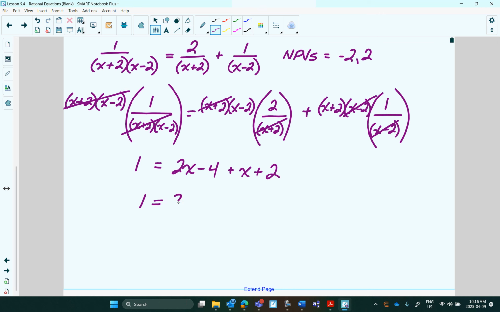Well, I can simplify the right, so I get 3x minus 2. The x is already on the right, so I'm going to move the minus 2 over to get 3 plus 3x. Divide both sides by 3. X is equal to 1. Double check. It's not an NPV, therefore it's good. Okay.